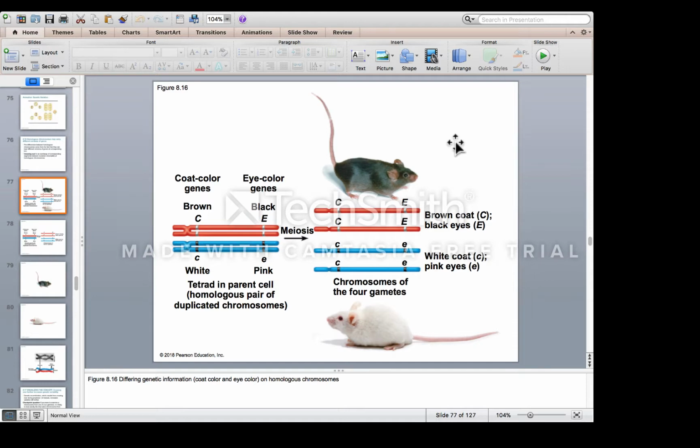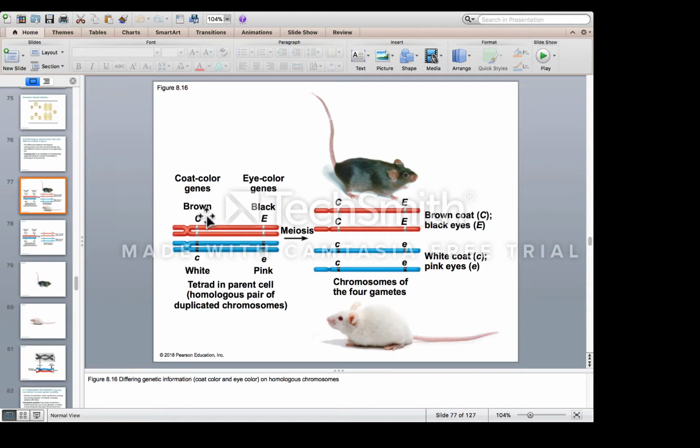So if we take Mus musculus, the common household mouse, and look at its coat color, it's brown, or it's white. And then we look at eye color. This one is black-eyed with a brown coat, and this one is pink, almost red-eyed. And then he's got the white eye. Some of them are really cute.